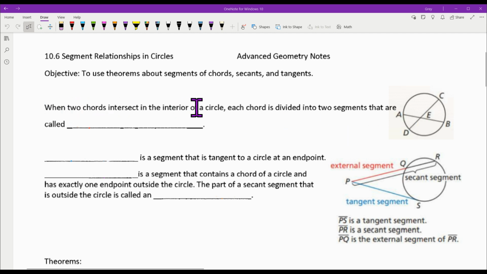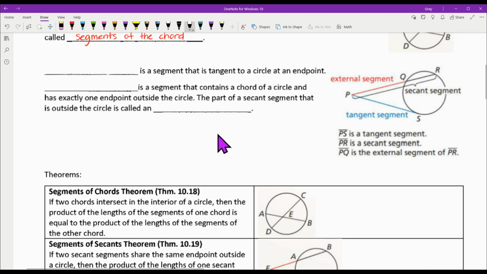When two chords intersect in the interior of a circle, each chord is divided into two segments that are called segments of the chord. Now, we have a tangent segment, and that is a segment that is tangent to the circle at an endpoint. So this is an example of a tangent segment. Then we could have a secant segment, and it's a segment that contains a chord of the circle and has exactly one endpoint outside of the circle. And the part of the secant segment that is outside the circle is called the external segment.